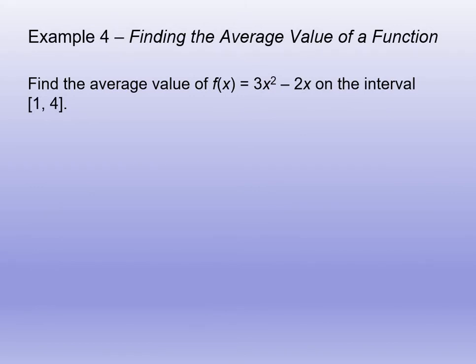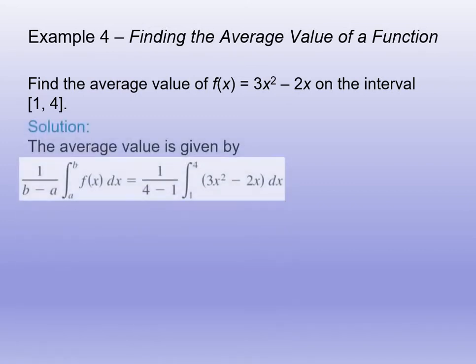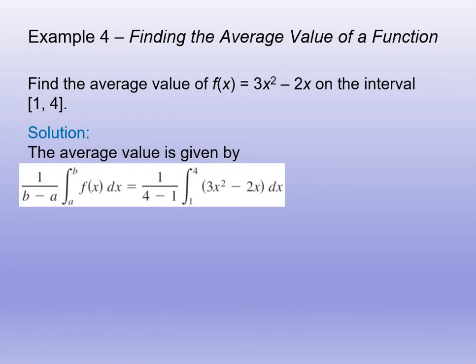All right, so let's do an example here. We want to find the average value of f of x if f of x equals 3x squared minus 2x on the closed interval from 1 to 4. All right, so 1 is our lower limit, 4 is our upper limit, and we want to find the average value. So remembering that from the previous slide, that's 1 over b minus a times the integral from a to b of f of x dx, we get 1 divided by 4 minus 1 times the integral from 1 to 4 of 3x squared minus 2x dx.